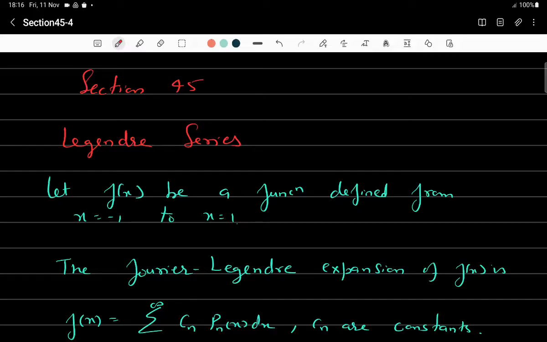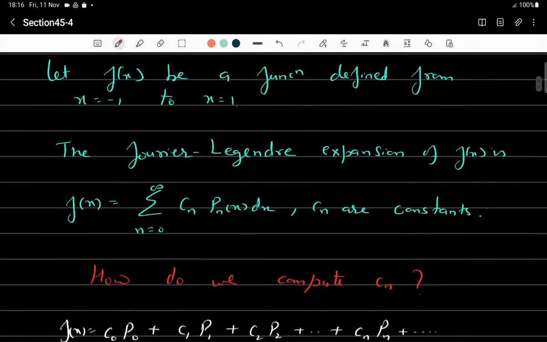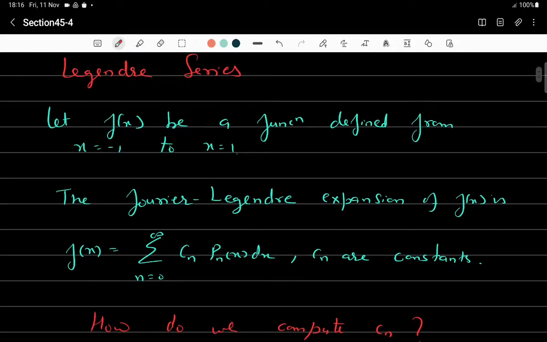So let f of x be a function defined from -1 to 1. Then the Legendre expansion of f of x is written as summation c_n P_n(x), where c_n are the constants. It means that any function which is defined from -1 to 1 can be expressed as a linear combination of Legendre polynomials. But the question comes, how do we compute c_n here?